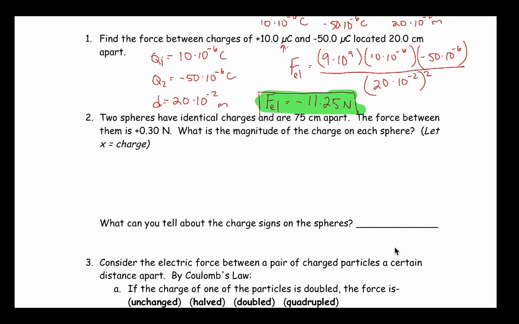Next up, we have two spheres of identical charges. So what that means is that Q1 equals Q2. And they are 75 centimeters apart. So the distance is going to be 75, or let's just call it 0.75 meters. The force between them is 0.3 newtons. What is Q?